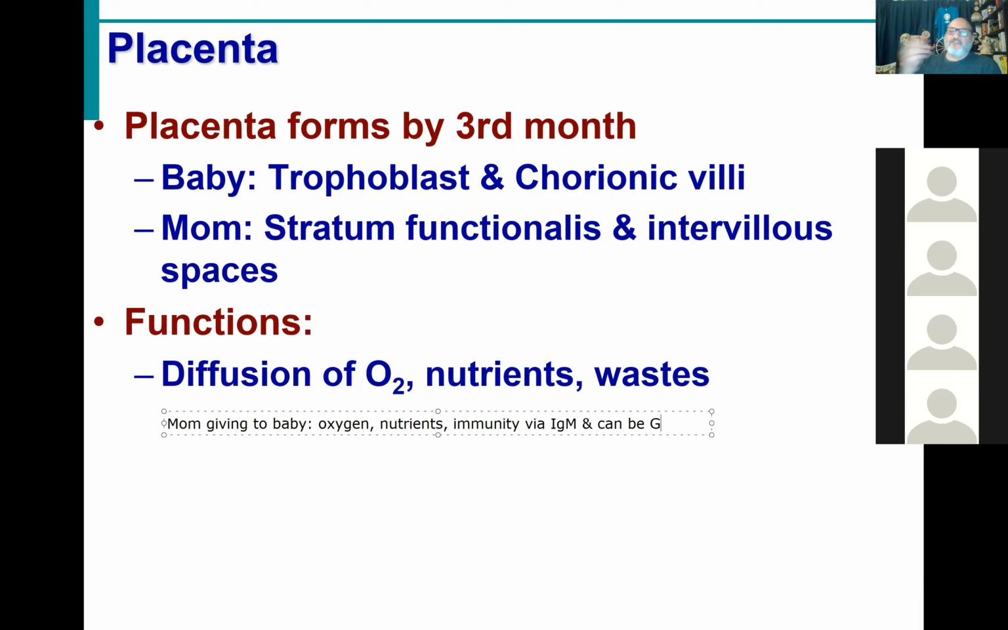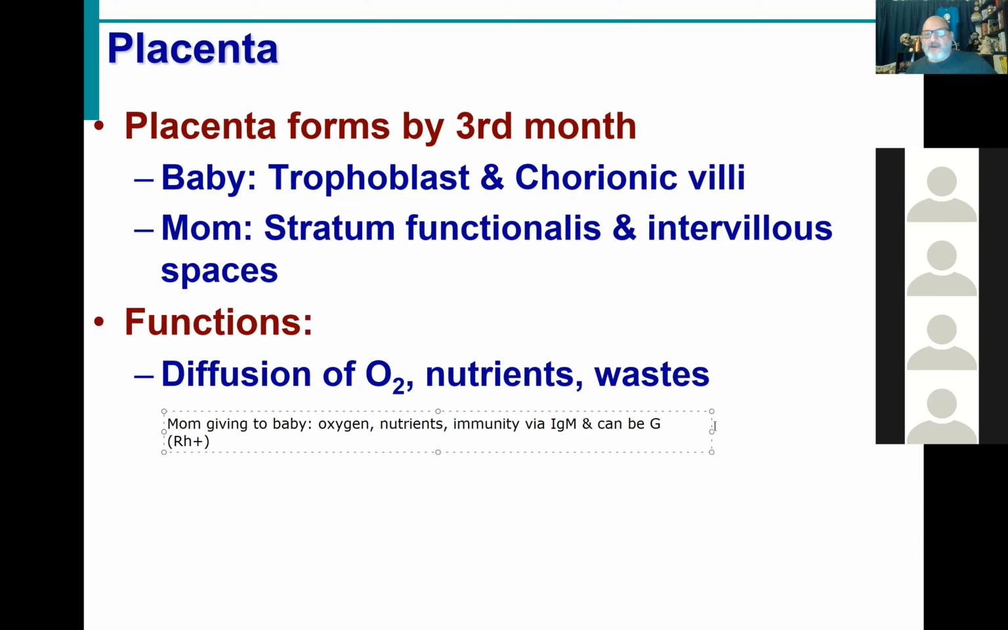Yeah, G's are the ones that are responsible for our primary and secondary immune responses. M's, like you mentioned, are the first responders and the ones that can cross the placenta. But again, if mom is invaded, it could also be G as well. And again, this G that can get over is why the whole Rh positive is an issue.